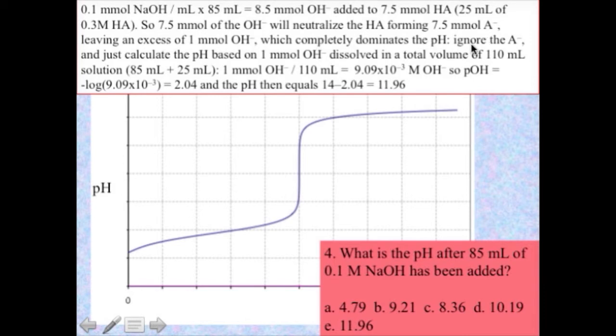We can ignore the reaction of conjugate base with water and just calculate the pH based on this excess 1 millimole of hydroxide, dissolved now in a total volume of 110 milliliters of solution. So 1 millimole of hydroxide divided by 110 milliliters is 9.09 times 10 to the minus 3 molar in hydroxide, not hydronium, hydroxide. So the pOH is the negative log of that number, which is 2.04. And now the pH is therefore going to be equal to 14 minus 2.04, or 11.96.